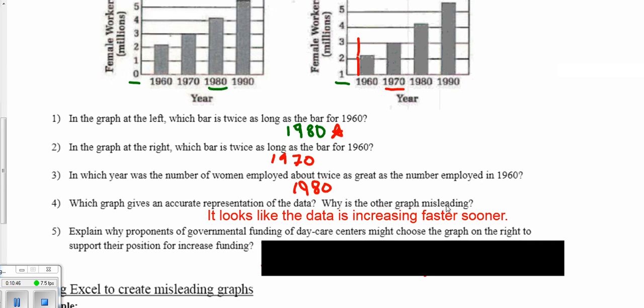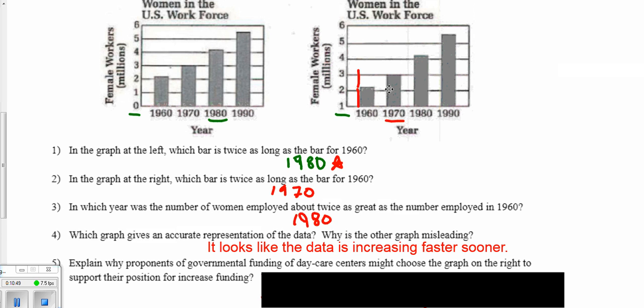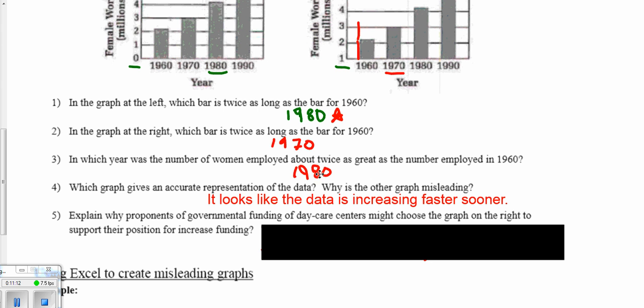Why is the other graph misleading? Why does this one not necessarily represent what we're trying to get it to say? Well, it looks like the data is increasing faster sooner. So even though I'm going from 1960 to 1970, in the real situation, it didn't actually double, but it looks like it did double in this one. So it's actually kind of misleading you, almost lying to you in a way.